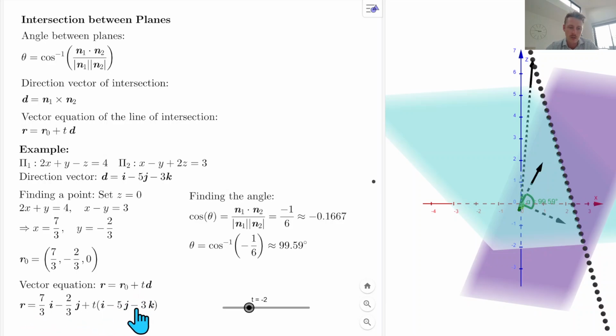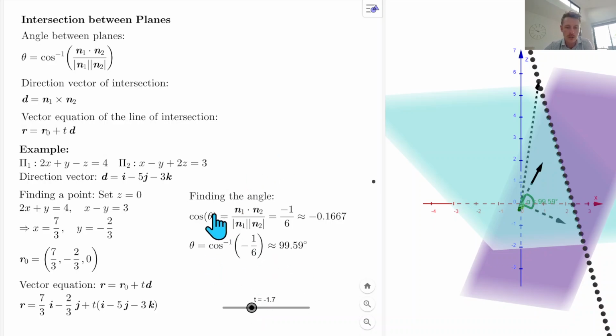And so this is our vector equation, 7/3 i minus 2/3 j from here, because that's how it tells us a position when t is 0. When t is 0, we're pointing at this point here. And then obviously as we change t, change that parameter, we move up and down that line, right?